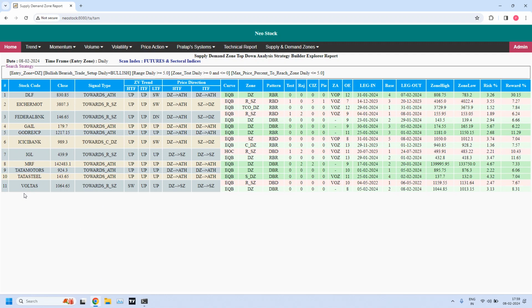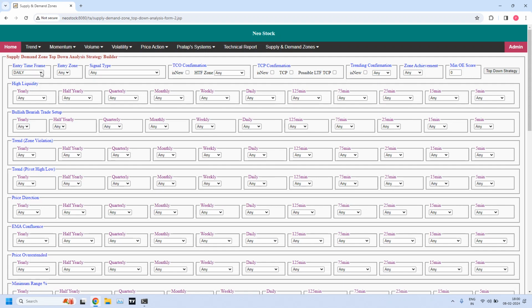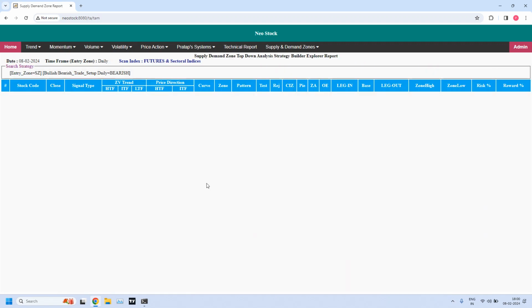for monthly time frame. Now let us look into the bearish trade setup for monthly time frame. Mostly you get very few stocks because all the stocks are near all-time high. You may find very few stocks. So on daily time frame, bearish trade setup, the entry zone should be supply zone. And in the bullish or bearish trade setup parameter on daily time frame, I have to select bearish. Let us filter. No stocks are there. There are no stocks currently supporting a bearish trade setup on daily time frame for monthly income trade.